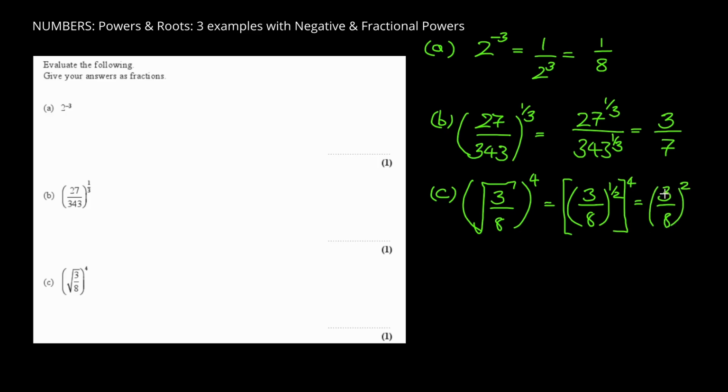And again, we can split the 2 between the two layers, so this becomes 3 squared over 8 squared. 3 squared is 9, and 8 squared is 64. And those are your answers.